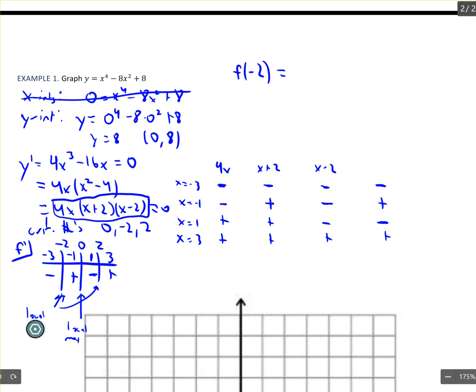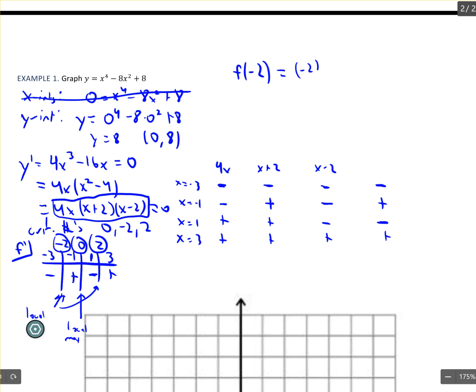So f of negative 2, and again, we're plugging in these guys down here, right? We're plugging in those critical numbers, not the -3, -1, not those ones. Those, we already plugged them in to determine whether the derivative was positive or negative. Now we want to know the value of the y value, so at the critical numbers we're just going to plug those directly in.